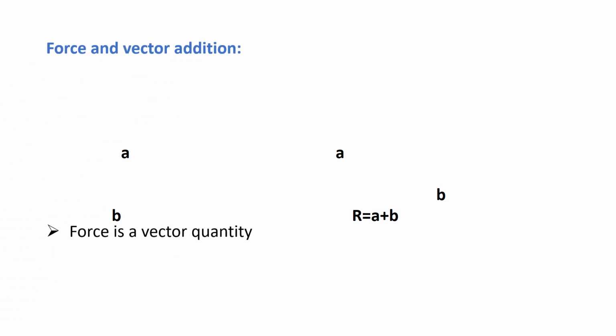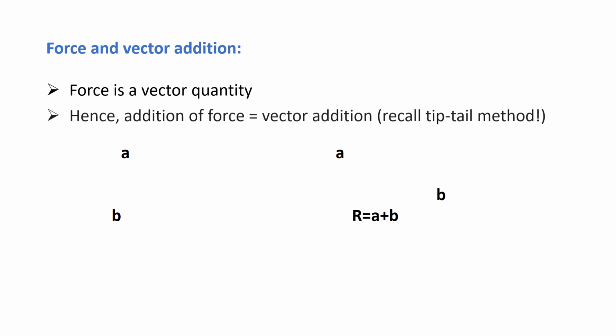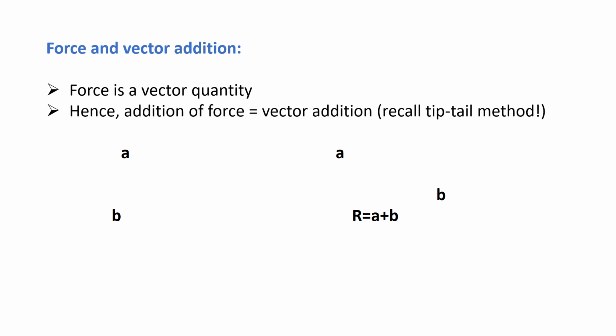So, force and vector addition. Force is a vector quantity, so of course we can add them together and use the tip-to-tail method. Here we have vector A and vector B. When we add them together, we put one vector there, we move the other vector to the tip, and then you start where you began with the first vector and you end where the second vector ends. That's your resultant.